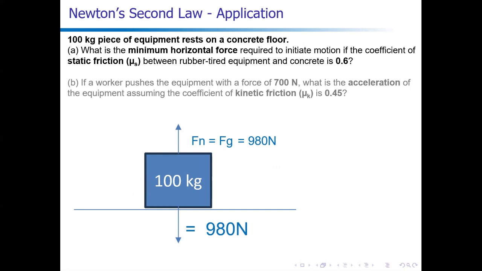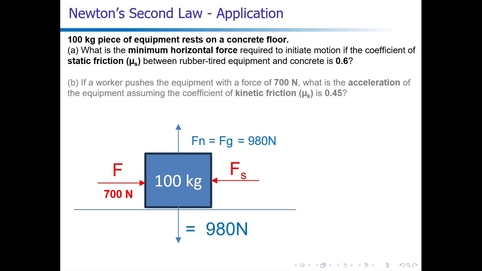Let's work through this example using Newton's second law and friction. We have the same 100-kilogram piece of equipment sitting on a concrete floor. There are two parts. First, we'll find the minimum horizontal force needed to start the object moving. Then we'll find the acceleration if somebody pushes it harder than this minimum horizontal force. To move the object, we have to overcome static friction. Static friction resists motion until we reach a certain threshold, and then the object will start to slide.